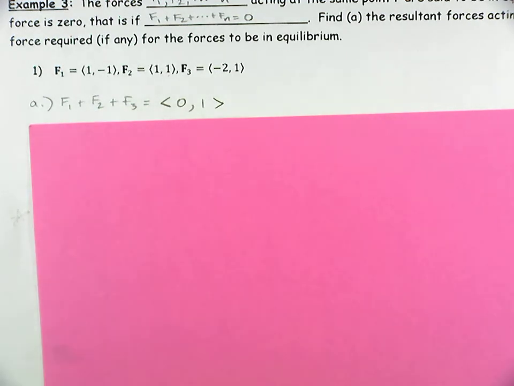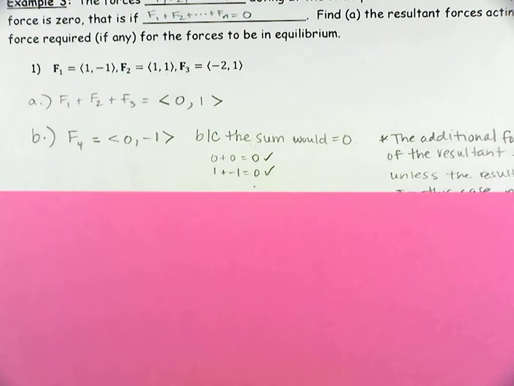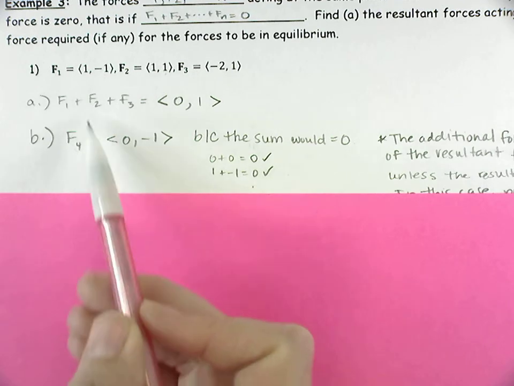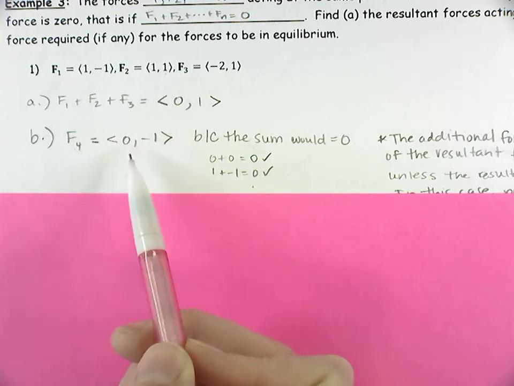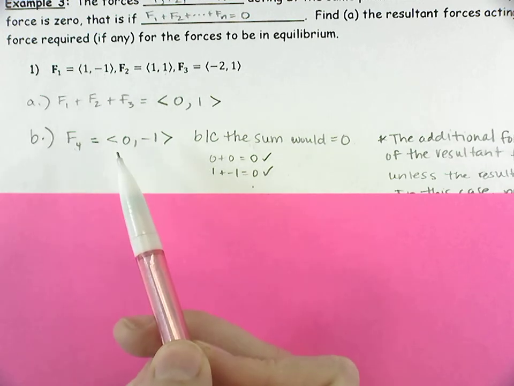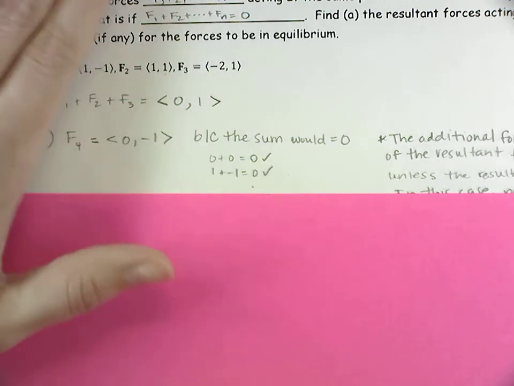So now I want you to think about, if this was going to be an equilibrium, what vector would I add to it? 0. Exactly, 0, negative 1. So we would call this the fourth force because you already have 3, so the next force you would need would be the fourth one. And that's because if you added these together, 0 plus 0 would make 0, 1 plus negative 1 would make 0, and then everything would be in equilibrium.